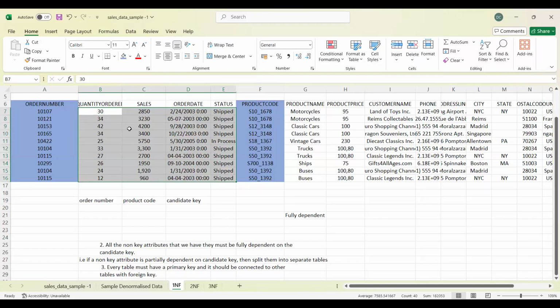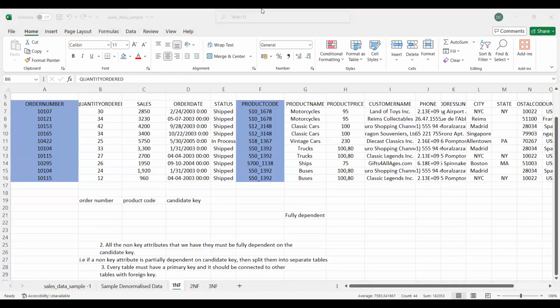Without product code also we can understand, because this quantity ordered is the quantity of this order number. No need of the product code to understand this quantity ordered, right? The sales is also only about this order number. If we use product code we can find the information, but these columns are not depending on the product code column. They are just depending on the order number. Am I clear, everyone? Yes, ma'am.